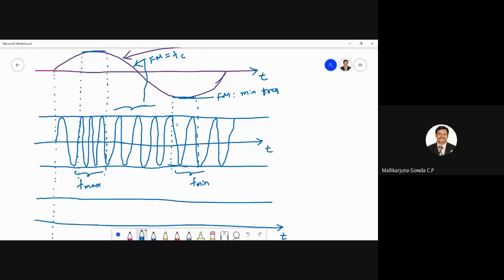Yeah, here you can redraw this one with the number of cycles, okay? So able to find the difference here in this duration, how many cycles are there? 1, 2, almost 2.5 cycles. Here I have written only one cycle, right? So this is F max and this is F minimum.